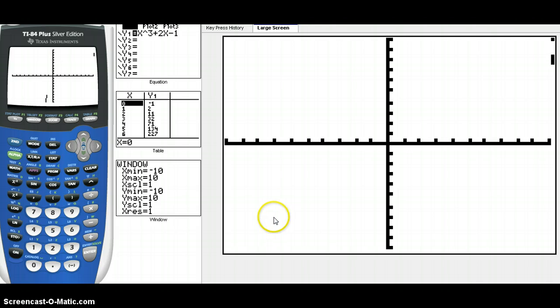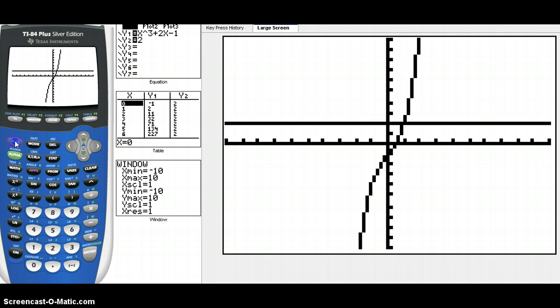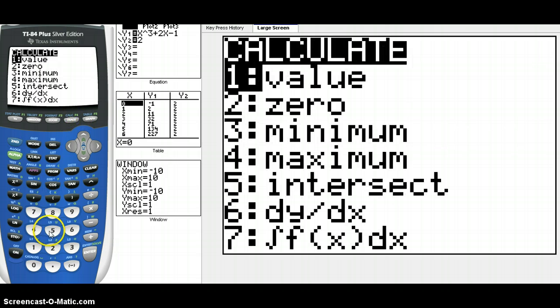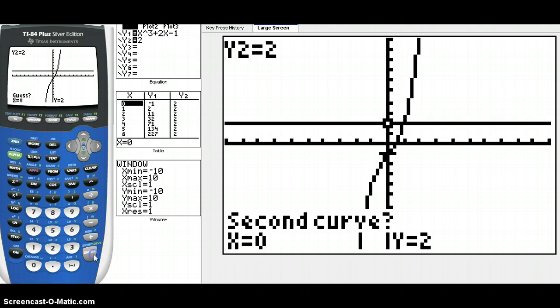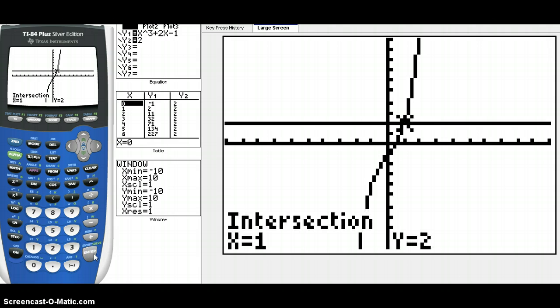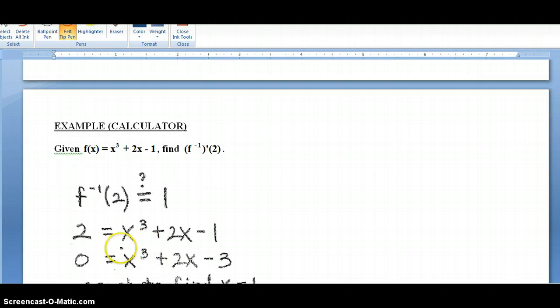And when I graph this, here comes my function. There's y equals 2. Second, trace, intersect. And I'm to the left of my intersection point. So when I hit enter, enter, enter, I find out that y equals 2 when x equals 1. I could have also done what I did in my notes here, which is subtract the 2 over and graph the function x cubed plus 2x minus 3.